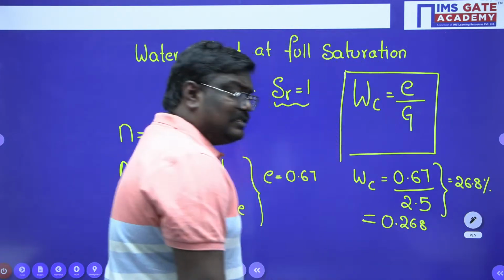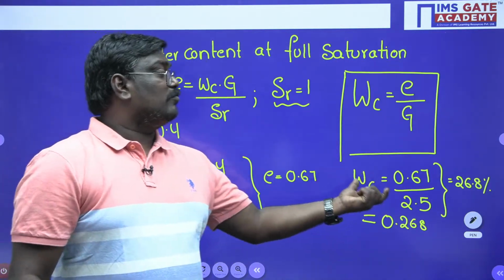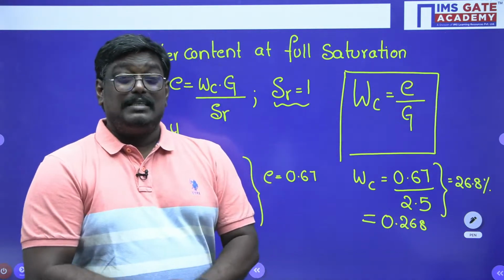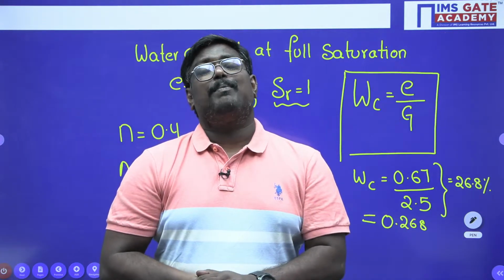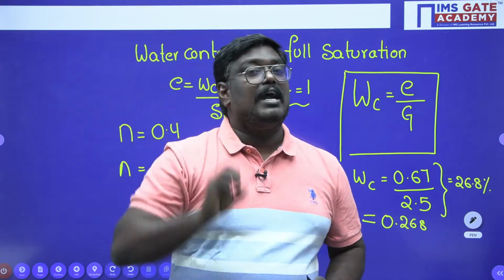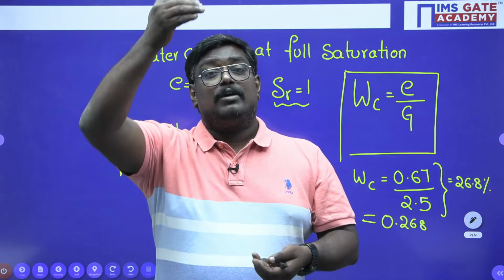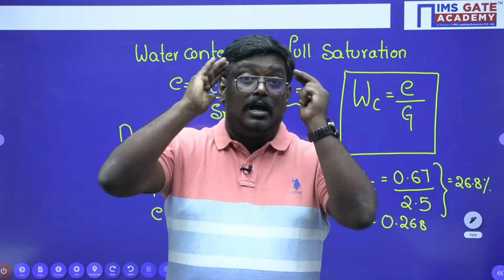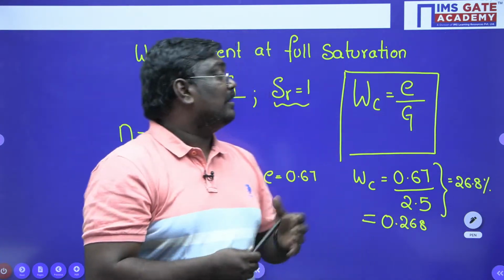So students, when they ask you what the water content for full saturation is, water content is e upon G. See, knowing which formula to use is the most important tricky part in properties of soil, student. How will you overcome that problem? First, try to write the given data. By looking into the given data, if you are aware of the formulas, then automatically you can write the relation.